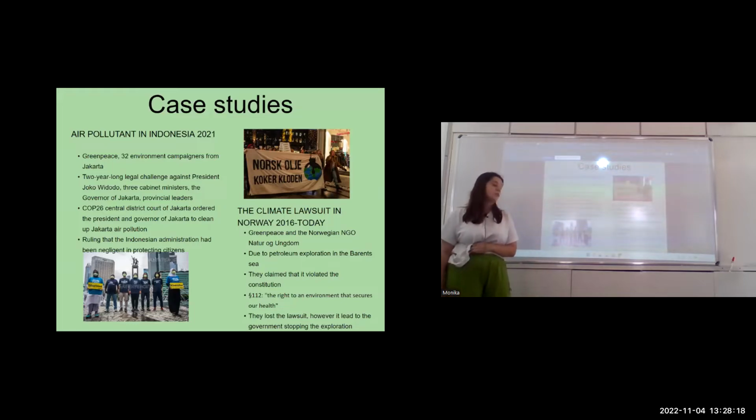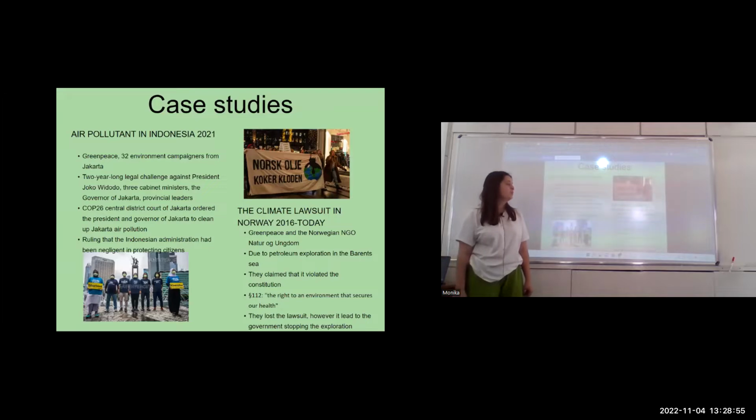However, it led to the government stopping the exploration because, after a lot of protests led by Greenpeace and Natur og Ungdom, and the pressure they put on the government, the government realized that maybe it wasn't the smartest thing to do. However, they still have the option to do it since Greenpeace lost all the trials, but they haven't taken it further to the European human rights court, where it's taken up right now, in hope that it will come up as something that is violating human rights, which again will violate the Norwegian constitution.